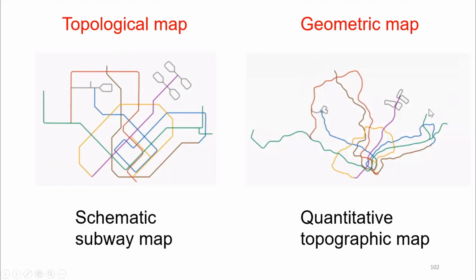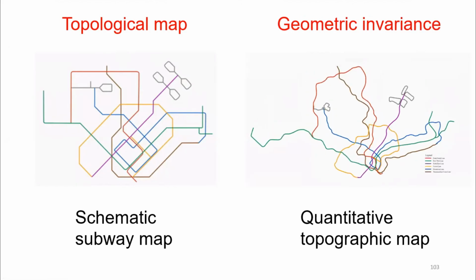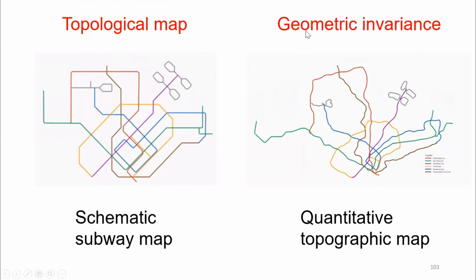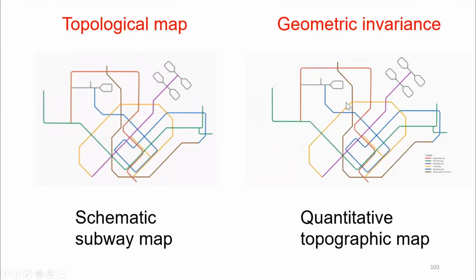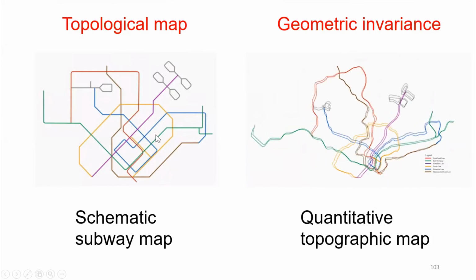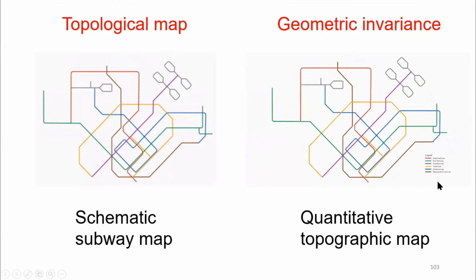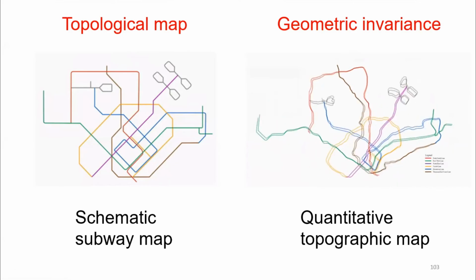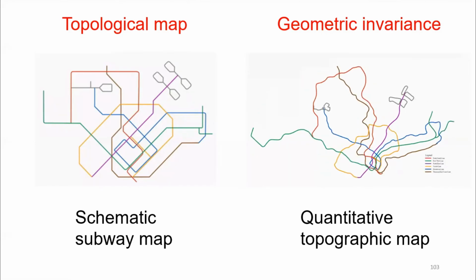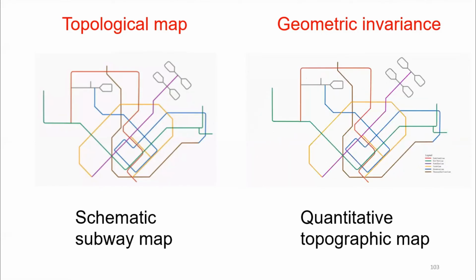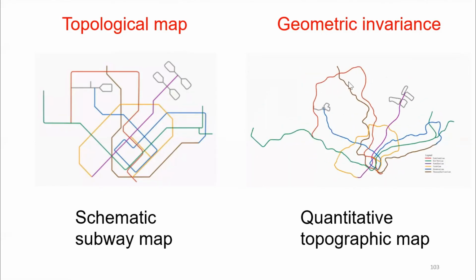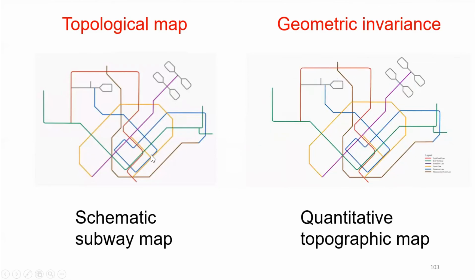A geometric map contains a lot of information that is not present here. Here, you have a lot of information about distances and angles and scales. And one hypothesis would be that the hippocampus actually does not represent all this. It does not represent all this. It represents this only.